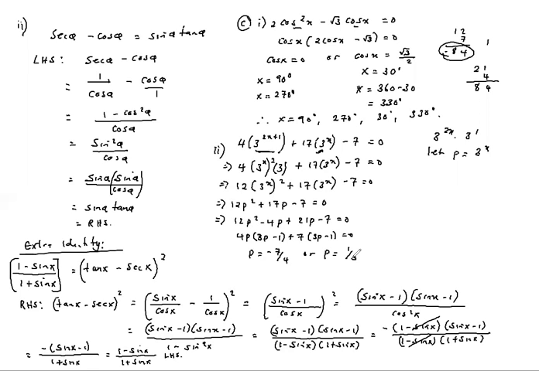Now if p is negative 7 over 4, remember p is 3 to the power x, so saying 3 to the power x is negative 7 over 4. This is not possible. You cannot have 3 to the power any number giving you negative, unless 3 itself was negative. Then you also have 3 to the power x is equal to 1 over 3. This is 3 to the power x is equal to 3 to the power negative 1. So x is negative 1. That is your solution for this question there.